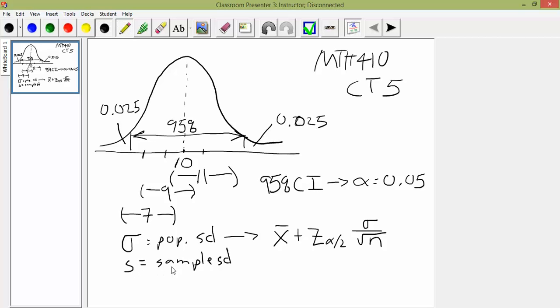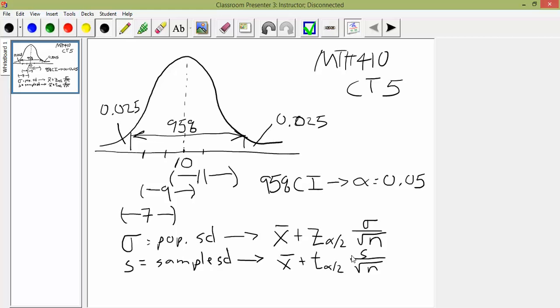And so what do we use? We use the sampled standard deviation. Again, we're going to calculate x bar. We're going to add not from the z distribution, but from the t distribution, at alpha over 2 times not the population standard deviation, but the sample standard deviation, again divided by the square root of sample size. This is the equation we will use, and this defines our confidence interval.